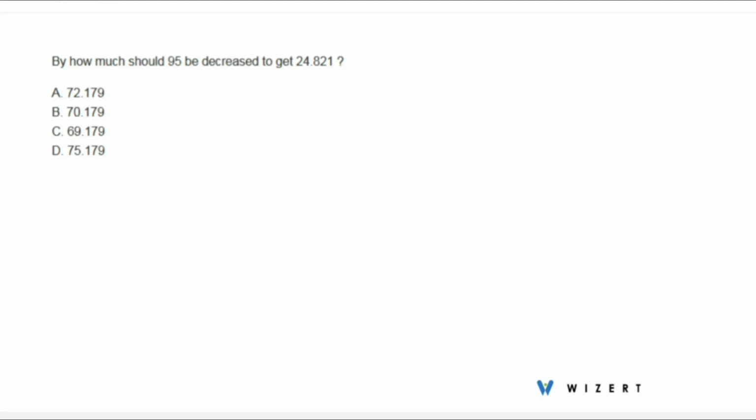We have this question here: by how much should 95 be decreased to get 24.821? So we have to find 95 minus what should be equal to 24.821. Therefore, the number in the box can be obtained by simply subtracting 24.821 from 95. Let's do the subtraction.